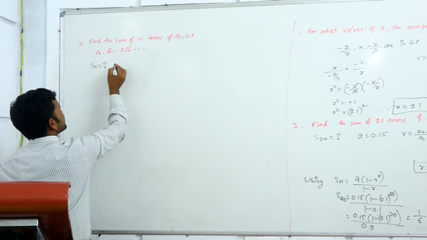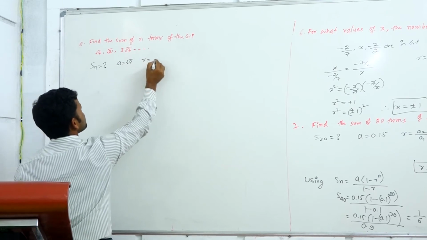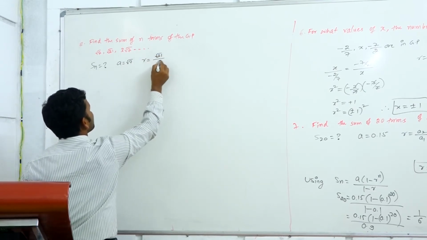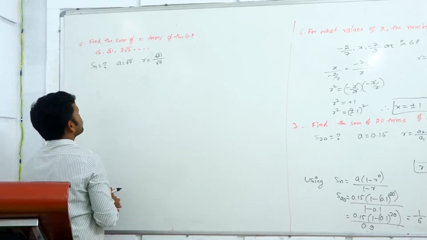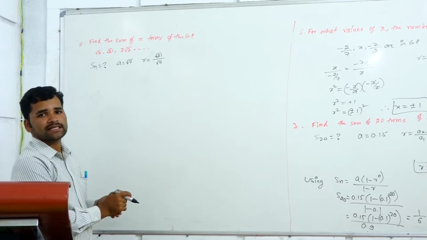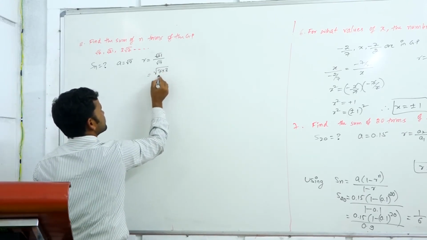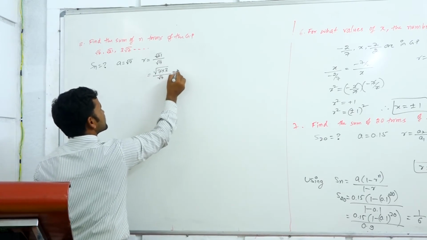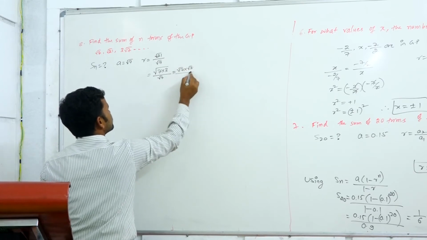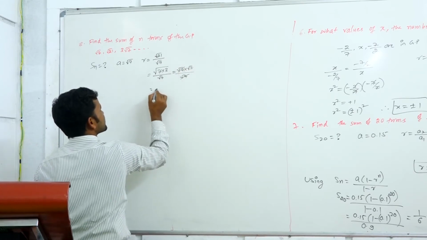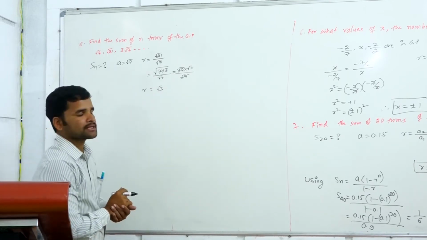With this GP I can write the first term A is equal to root 7, and the common ratio R is equal to root 21 by root 7, because A2 by A1. Root 21 can be written as root 7 into root 3, divided by root 7. Root 7 gets cancelled. R is equal to root 3. A is equal to root 7.